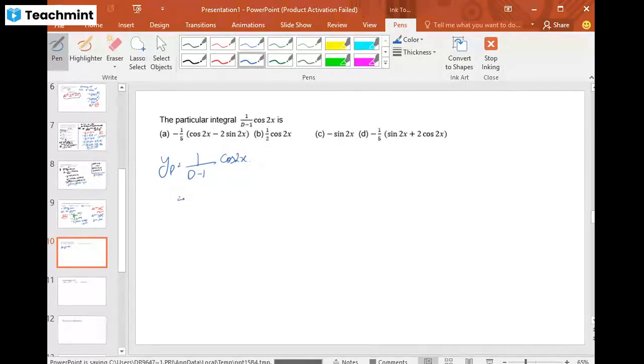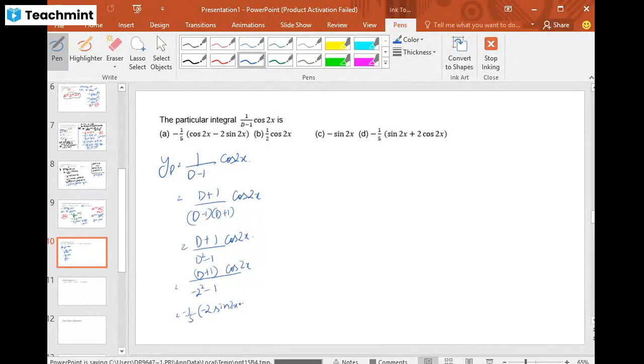What can we do? If a minus b is there, multiply by a plus b. So it is equal to D + 1, and here it is D² − 1, cos 2x. So what is a? a is 2. So we are going to replace: minus 2² minus 1, (D + 1) cos 2x. So this is minus 1 by 5. The derivative of cos 2x is minus 2 sin 2x, plus cos 2x.